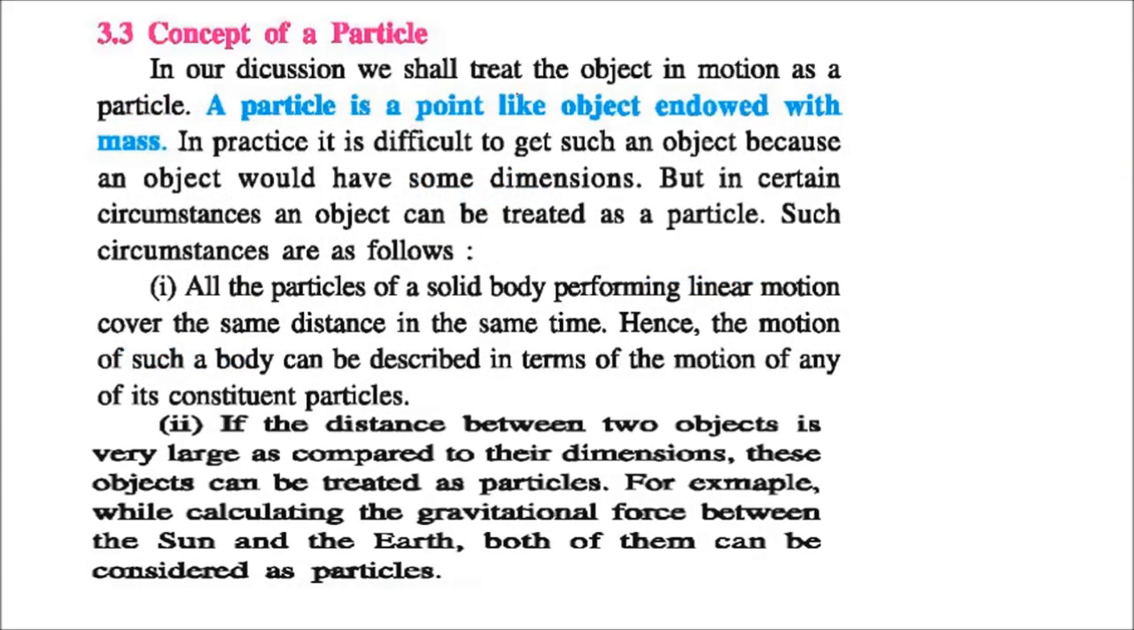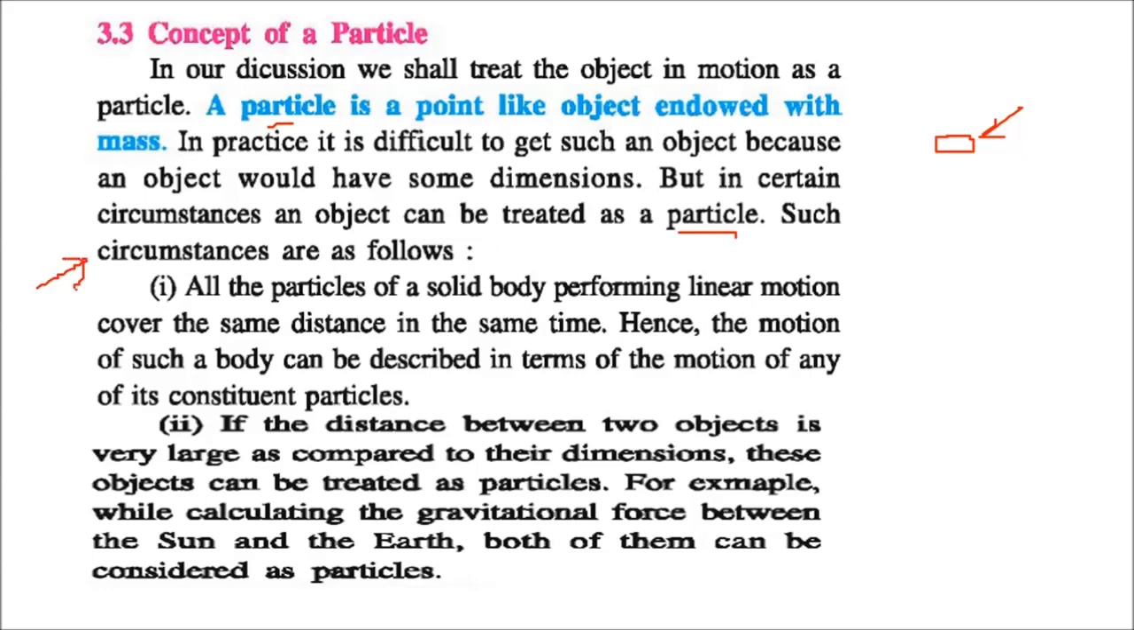What is the concept of a particle? Particle. We take a car as an object or a bicycle as an object. So we will treat the object in motion as a particle. A particle is a point-like object which has certain mass. It is endowed with some mass, and it must have some dimension. But in certain situations or circumstances, an object can be treated as a particle.